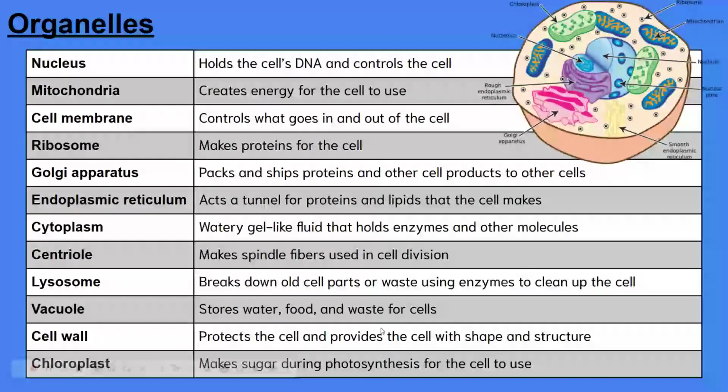And then we have the vacuole, which stores water, food, and waste for cells. Again, in a plant cell, it's generally a large vacuole, but in animal cells, they're going to be smaller. Sometimes they're not even there. The cell wall protects the cell and provides the cell with shape and structure. So in plant cells, they do absolutely that. They help keep the plant cell in a certain shape. And then chloroplasts make sugar during photosynthesis for the cell to use. So again, chloroplasts are only found in plant cells.